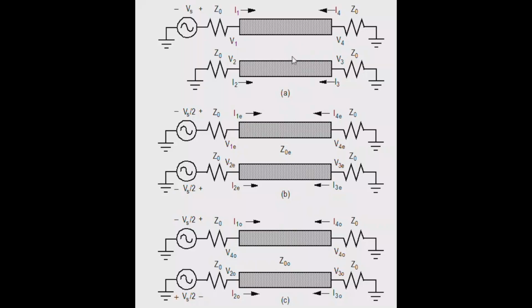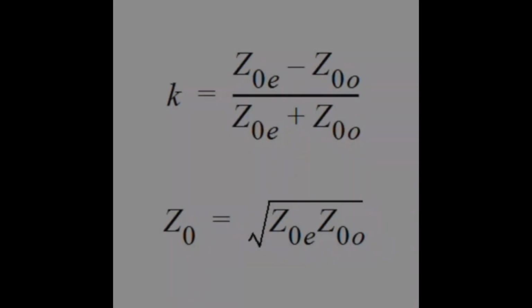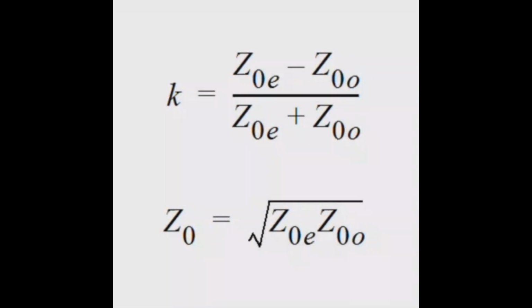I will also point out that the even mode characteristic impedance is the characteristic impedance of one of these lines when excited in the even mode. You just take into account one line. And similarly, the odd mode characteristic impedance is the impedance of one of these lines. From this, it turns out you can also get propagation constants and everything you need to know.